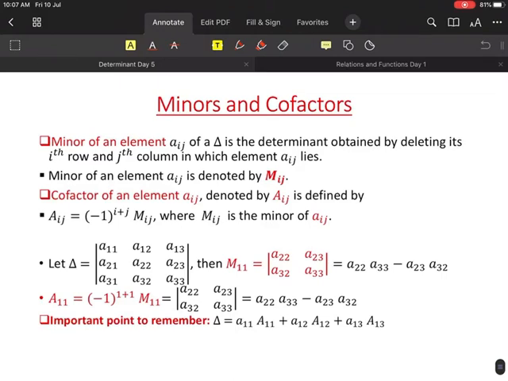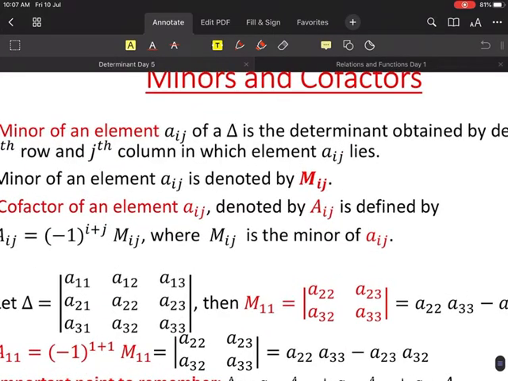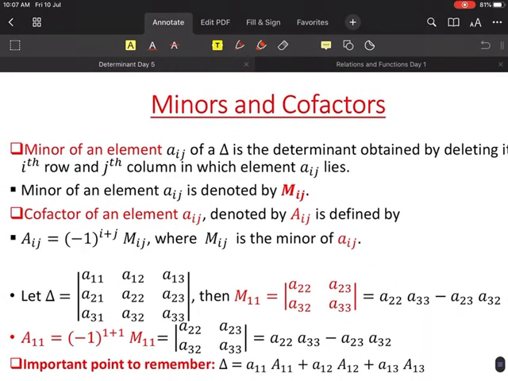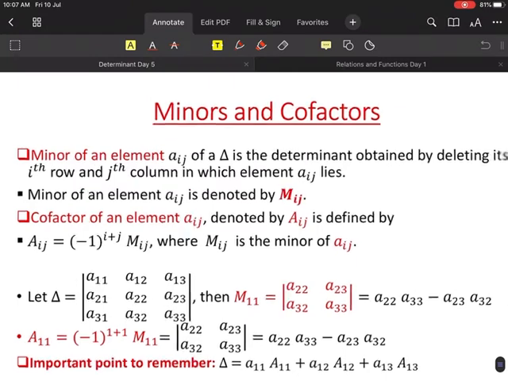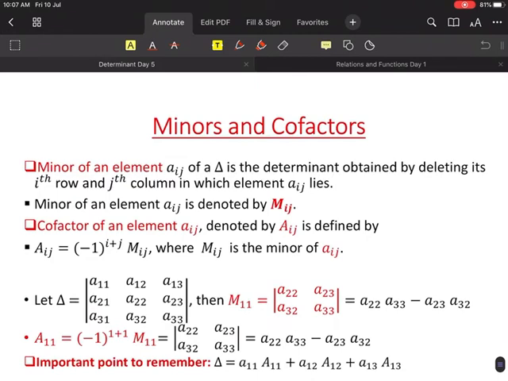So the first thing is, what is a minor of an element? Minor of an element Aij. Now what is Aij? Look, a determinant has many elements, like here A11, A12, A13. So I am taking the minor of a general element Aij of a determinant. Now this is the whole sentence: it is the determinant obtained by deleting its ith row and jth column in which Aij lies.